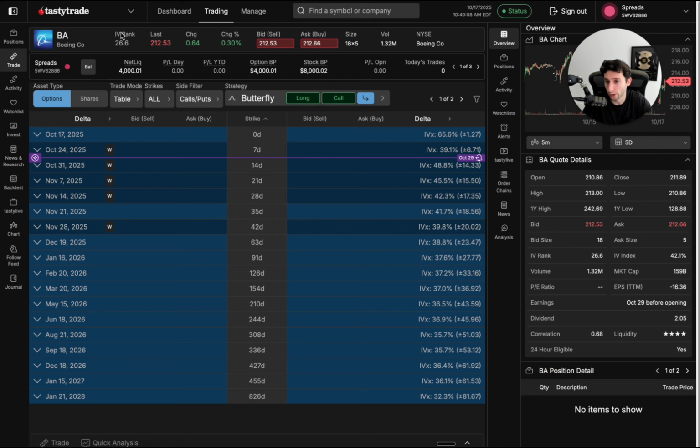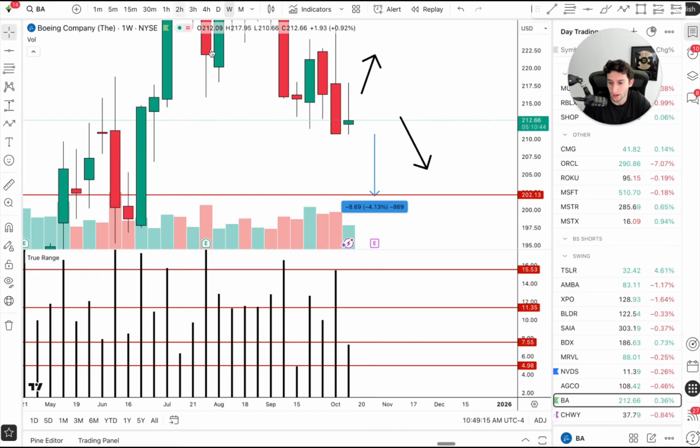And then what you can do is go to your options chain, right? You can type in Boeing, just like this. And again, this is kind of not the best example because Boeing can have a lot of 7-point ranges, and we're at that 7-point range. But again, let's just say it was 11, and so we expect price to get down to 202.